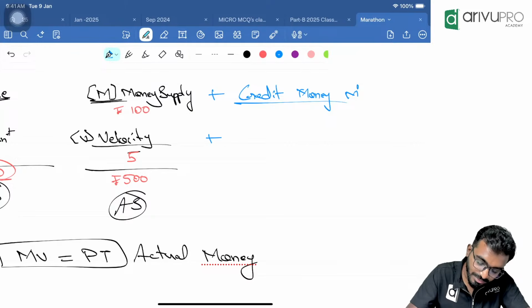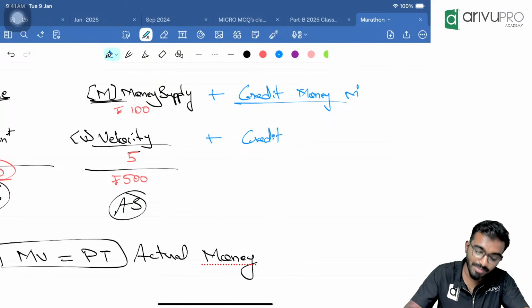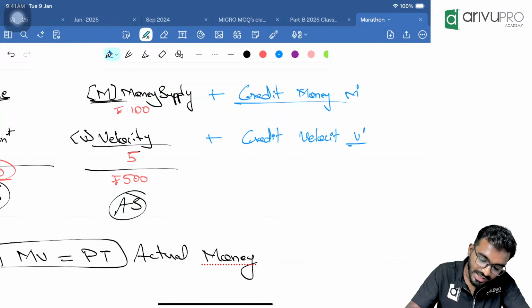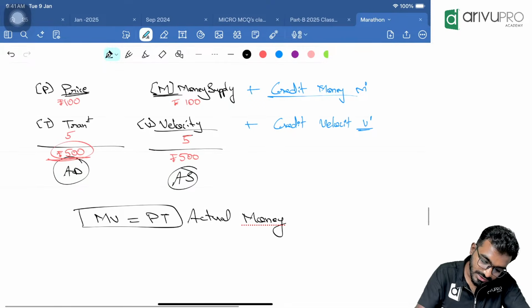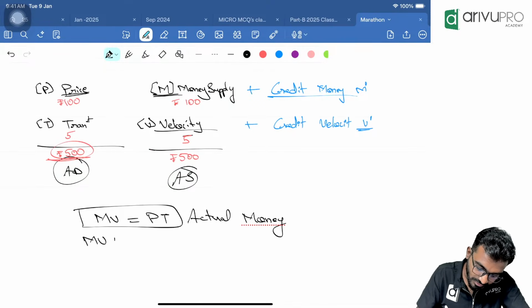And even that credit money will also have a credit velocity. Even that money will undergo a circulation, the money which is in bank, in the form of loans and advances. So this is V dash. So the actual formula is not just about MV. So it is MV plus M dash V dash is equals to P into T.